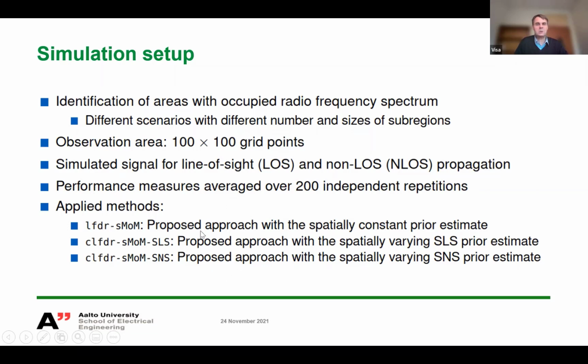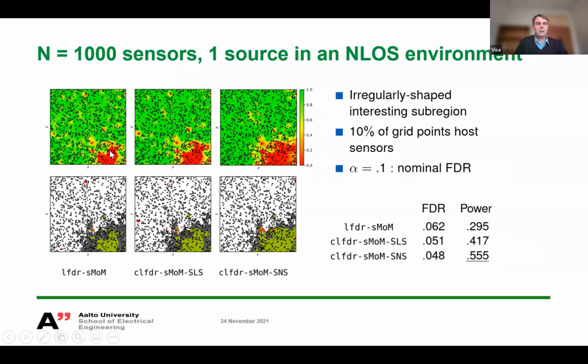And then these different methods for computing these local FDRs and this empirical Bayesian model for the p-value distribution are used in the examples. In this case we have 1,000 sensors, and there's one source in this non-line of sight scenario, and basically these red areas tell where we reject the null hypothesis, and where this one guy would be using the spectrum.